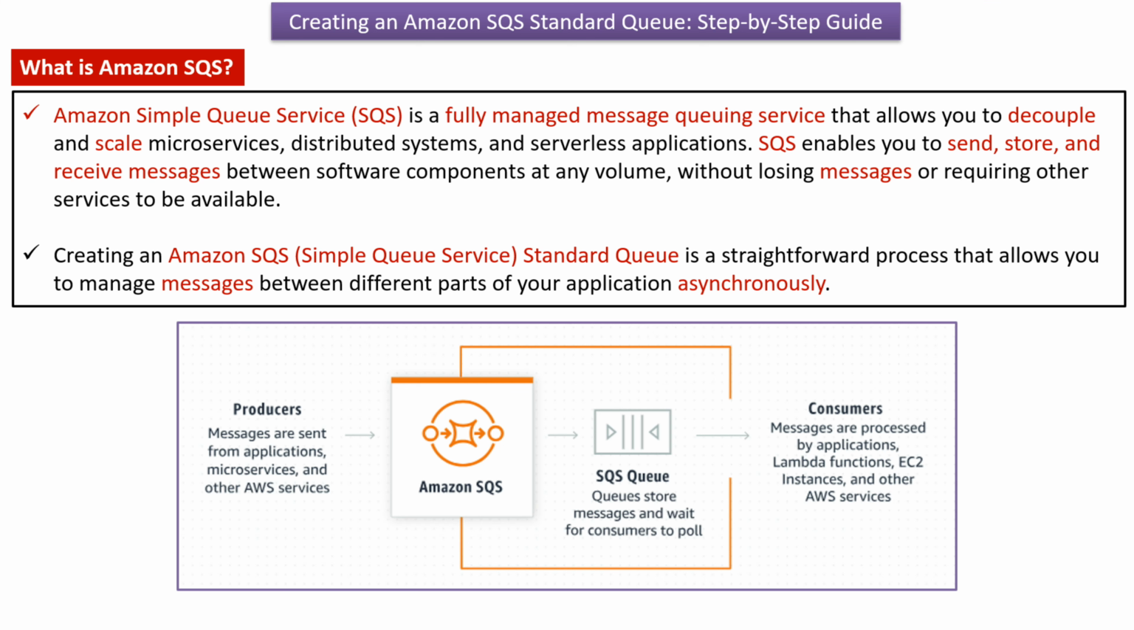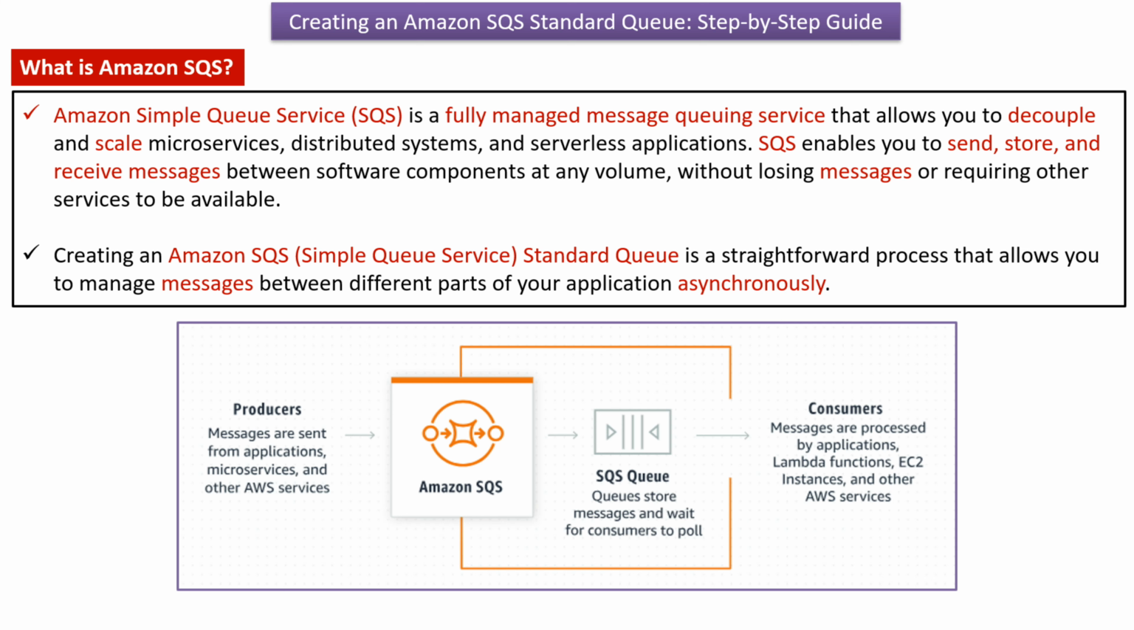In this video tutorial I will explain how to create an Amazon SQS standard queue. What is Amazon SQS? Amazon SQS is a fully managed message queuing service that allows you to decouple and scale microservices, distributed systems, and serverless applications. SQS enables you to send, store, and receive messages between software components at any volume without losing messages or requiring other services to be available.